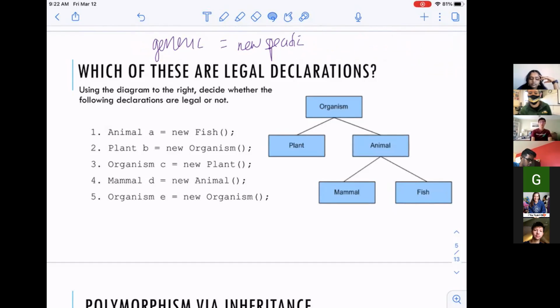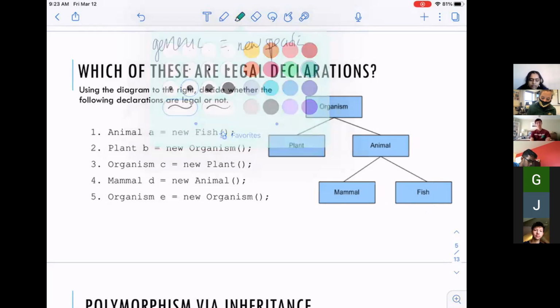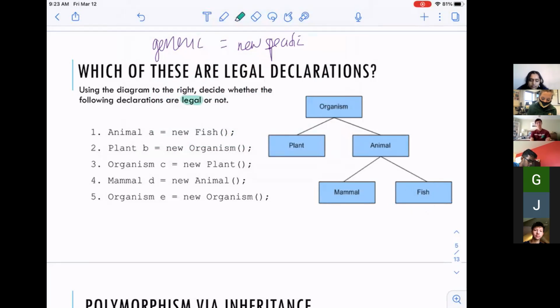All right, so I have this animal, and I'm trying to say that animal A equals a new fish. So what do we think? Can we do that? Yes or no? Yes, we can, because a fish is an animal. Since this is a specific example of an animal, that is okay. So I can do that. So I'm going to highlight that in green. So legal, we're going to say is green.